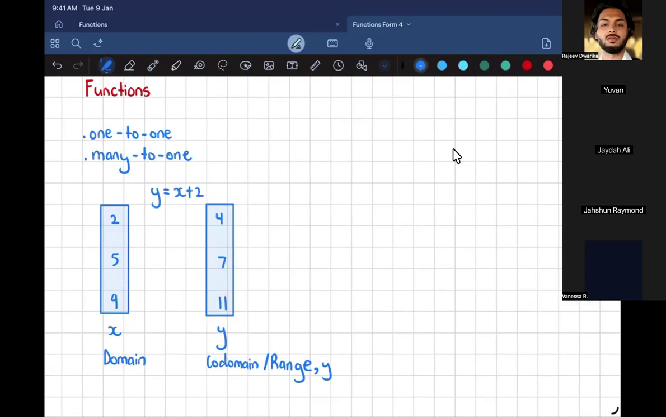I tell you, a function is like a factory. It's just taking the input, which is X, doing something to it, and you get the codomain or the range, which is Y. So everybody understand this? Let me know if you understand this.